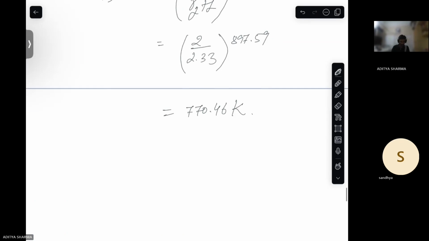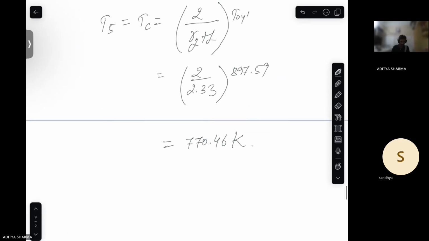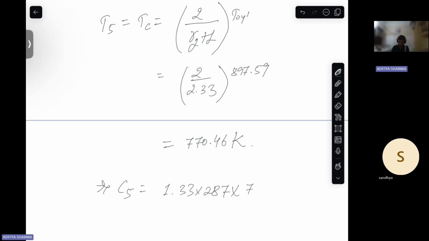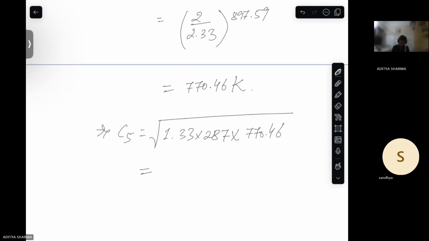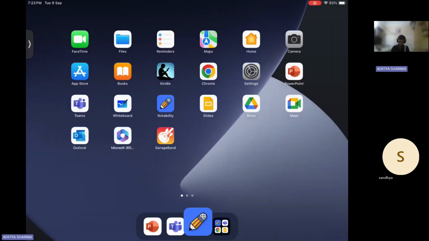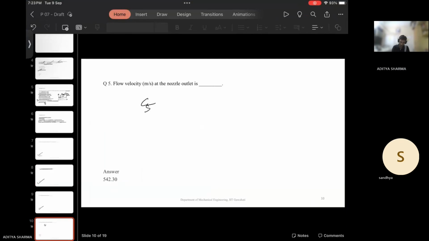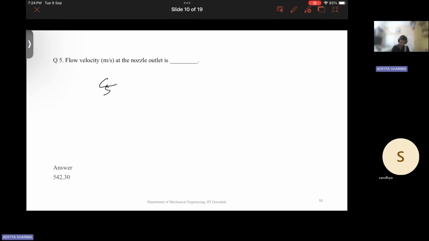So T5 is this. Then C5 is equal to 1.33 into 287 into 770.46. If you calculate this, this will come out to be this. This looks right. This basically is your C5.